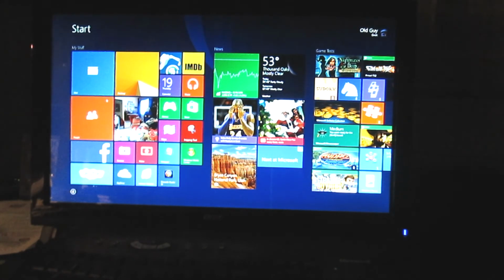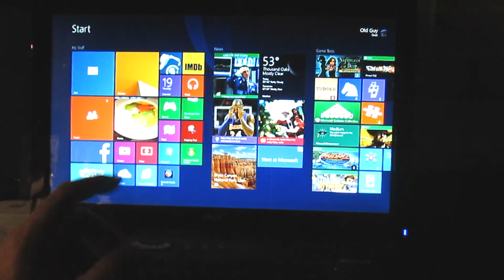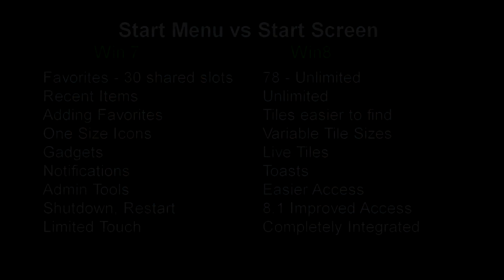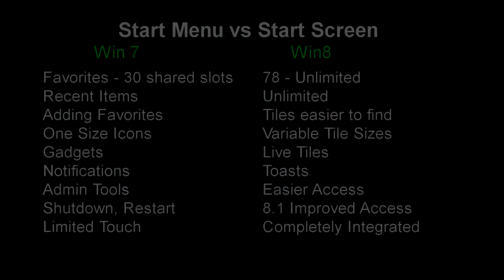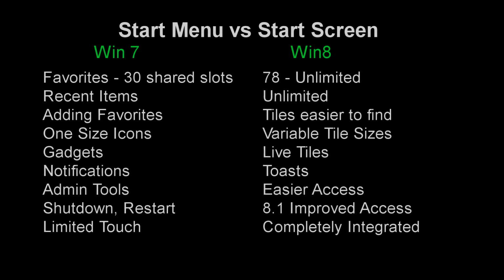So let's review now what the features are of the Windows 8 Start Screen versus those of the Start menu. If we check the list here, we see on Windows 7 favorites, we only have 30 shared slots. You can get a few more if you use smaller icons, even more difficult to see, but they share it with the recent items. In Windows 8, you have 78 if you just use the square tiles, all the way up to unlimited if you just scroll to the right. Again, recent items, you have a whole other page where you can sort by recent, and it's unlimited.